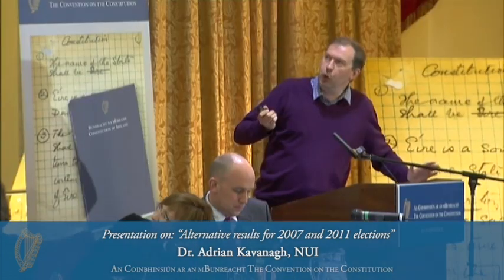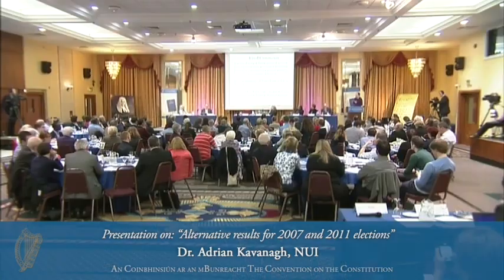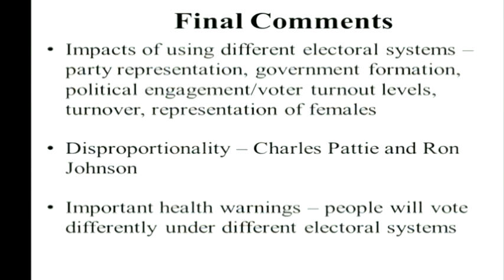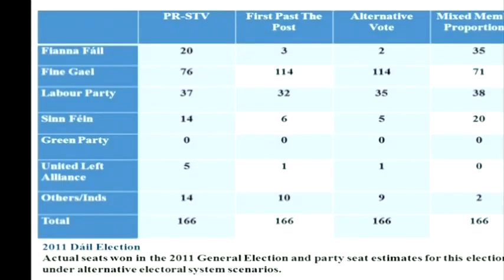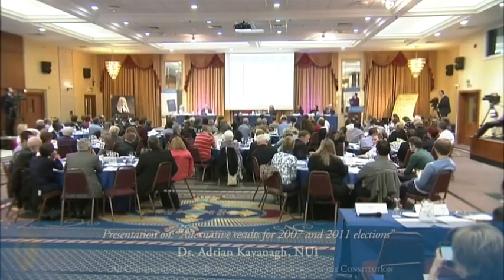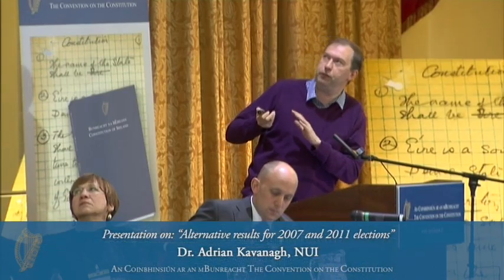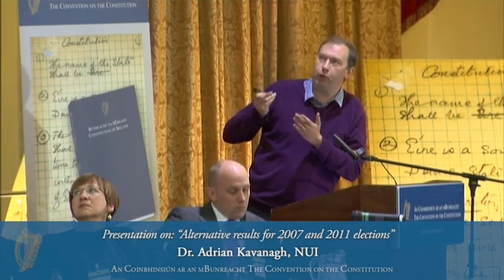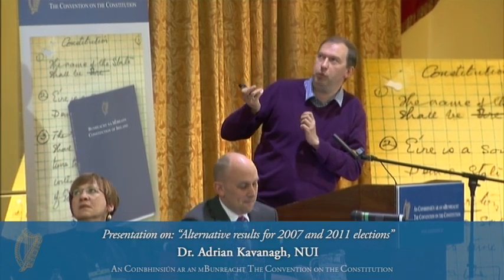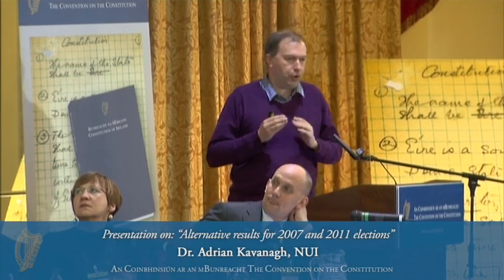So I know we're under time pressure here, so just a few quick points. A lot of these points are in the report itself. So this looks at what the impacts would have been in terms of party representation, and the knock-on effects in terms of government formation. So if you look at, say, 2011, some of the electoral system scenarios have Fine Gael with enough seats to form a majority on their own. Others have Fine Gael with not enough seats, needing support from other groupings. And the same, even 2007, Fianna Fáil would have needed support to form a government in PRSTV, MMP, but not in the other systems.